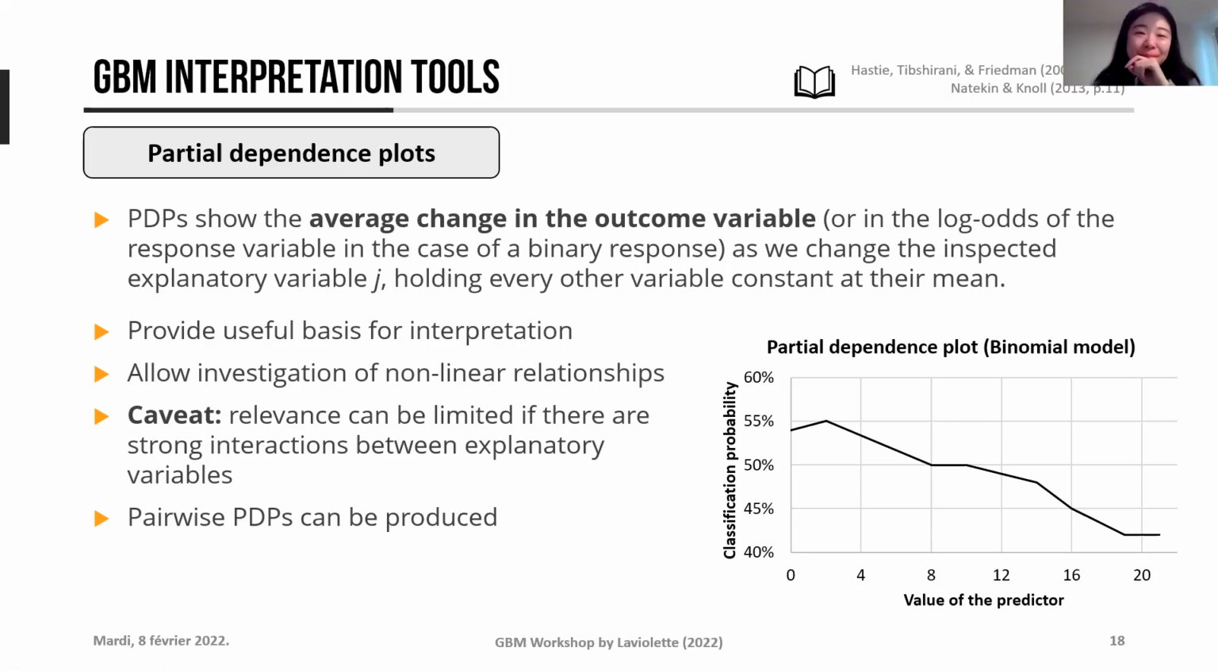Please. Yeah, because you said that the interpretation will be limited if there's some interaction or correlation between the explanatory variables, right? So does that mean the explanatory variables should be independent of each other for the model? In the perfect world, yes, but you know that it's never the case.